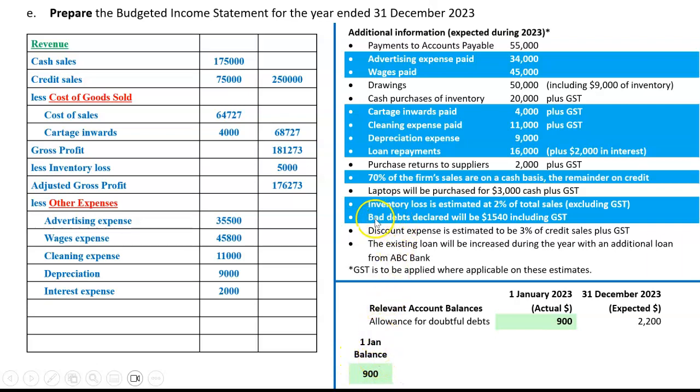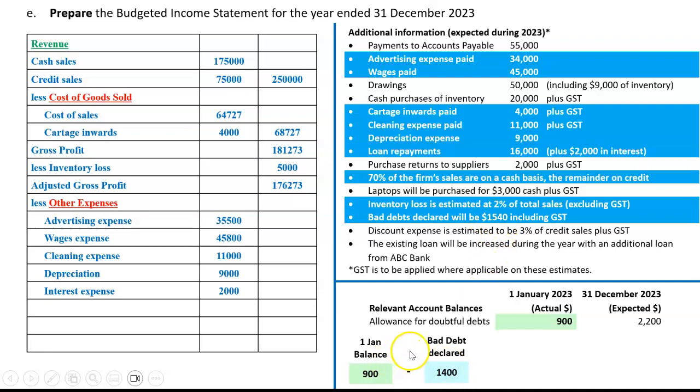But it says here during the year, I actually expect the bad debts declared will be $1,540 including GST. Now, a bad debt, we take the GST out. So I'm going to take GST out of $1,540. I do that by dividing by 1.1, and that'll be $1,400.